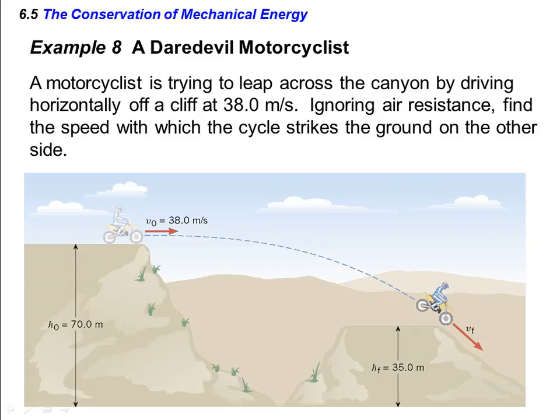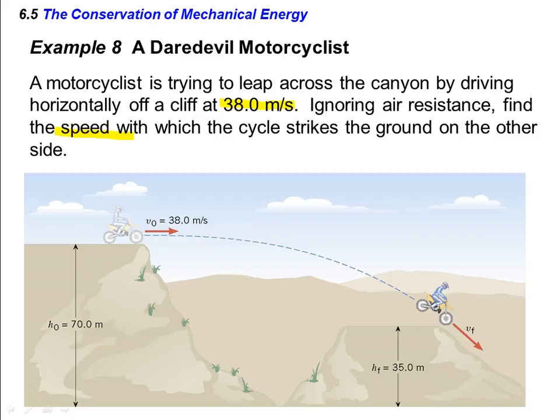Let's take a look at another example here. In this example, we have a motorcyclist that is trying to leap across the canyon by driving horizontally at 38 meters per second. We're going to ignore air resistance, and we want to find the speed with which the cycle strikes the ground on the other side.